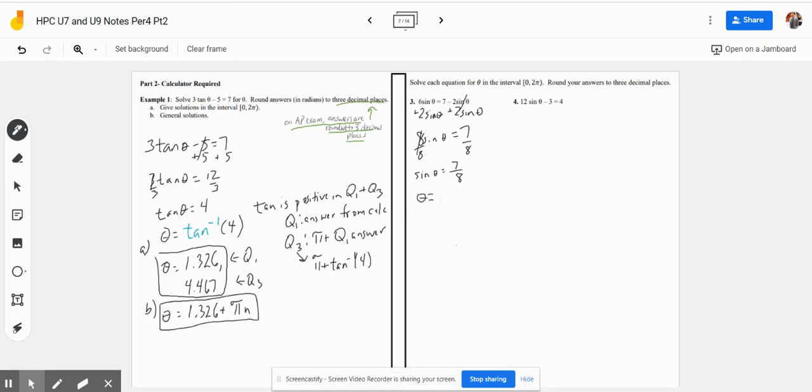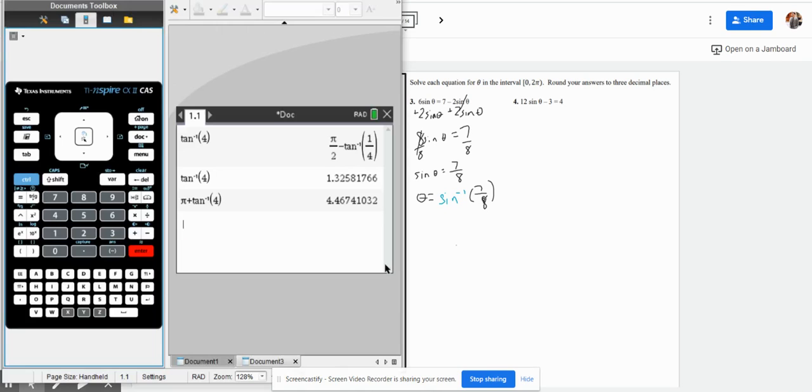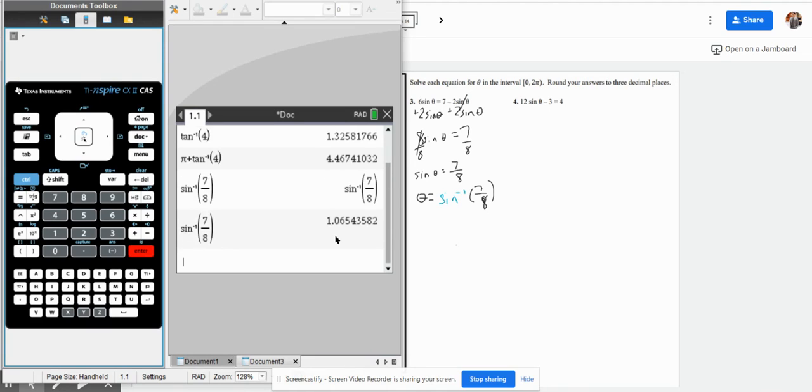To solve for theta, we would have to take sine inverse of both sides. So sine inverse on the left side is going to cancel the sine function out, and then we also take the sine inverse on the right side. So it's sine inverse of 7 over 8. Okay, so again, that's not a unit circle value, but sine inverse of 7 over 8 is okay in terms of actually finding an answer. If we do 7 over 8, if it's on auto, we're going to have this exact value. But if we hit Control Enter, this is going to be our quadrant 1 value, 1.065.